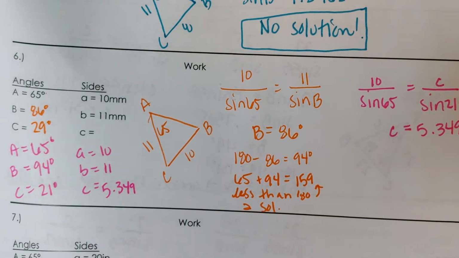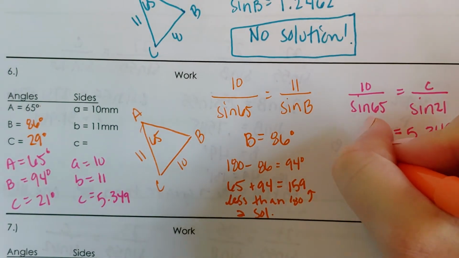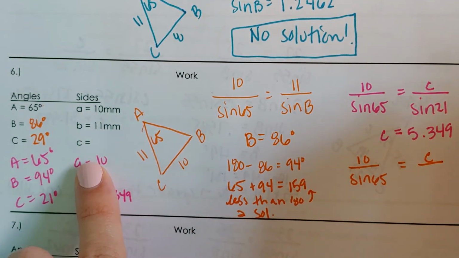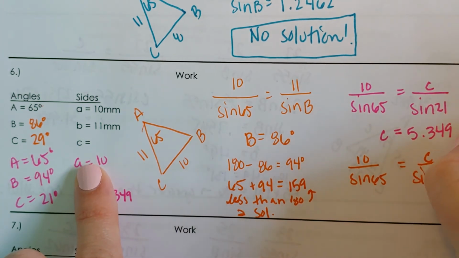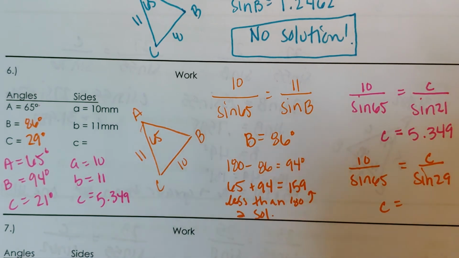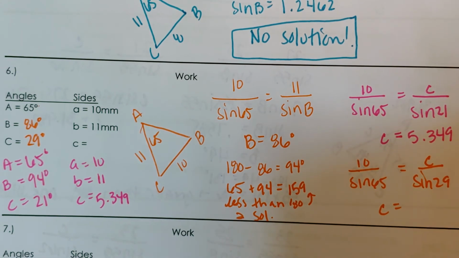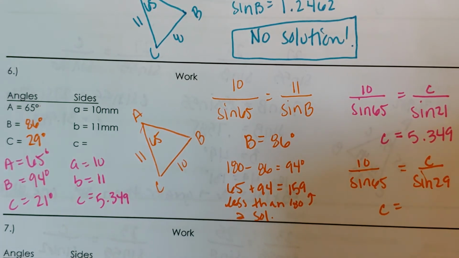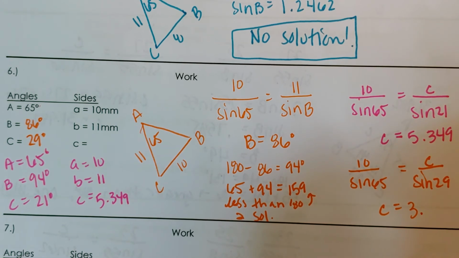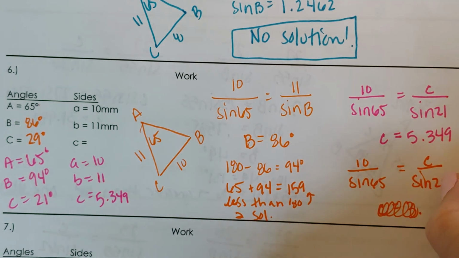Okay, so I'm going to say 10 over the sine of 65 equals C over the sine of 29. Cross multiply, divide, and you end up getting, oh, I wrote it backwards. Hang on. I wrote it backwards. This one, you get 3. Wait a minute. Let me look at my paper. I wrote these differently in my notes, and I'm copying them backwards. So C, okay, this one, I'm sorry.